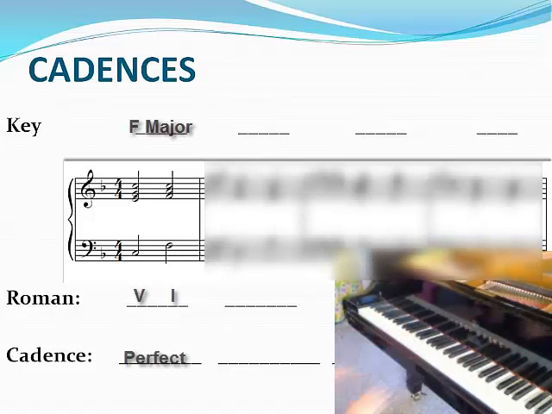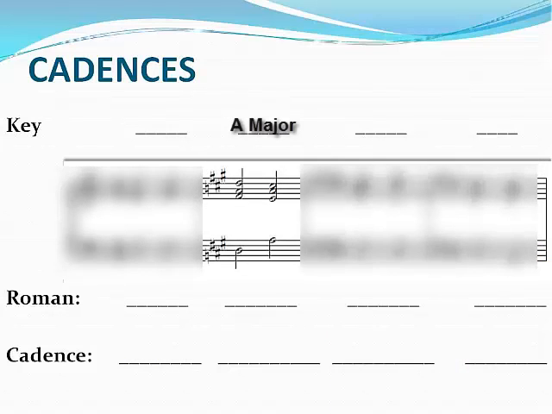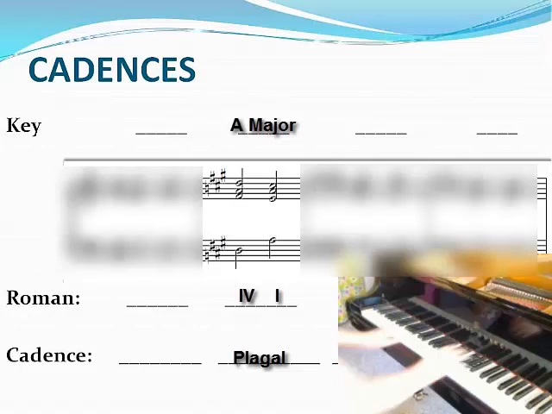The second example is in the key of A major. The Roman numerals are 4-to-1. That means it's a plagal cadence. As with all of our examples that we've been looking at, all of the chords are in root position. The hardest part is finding the Roman numeral. The D major triad is found on the 4th degree in the key of A major. That's why it's the 4 chord. Here's what this cadence sounds like.